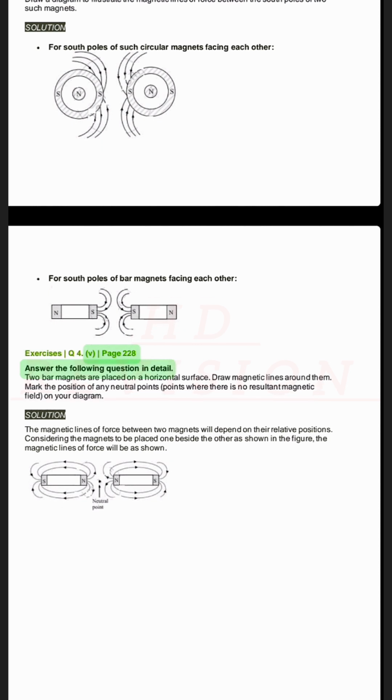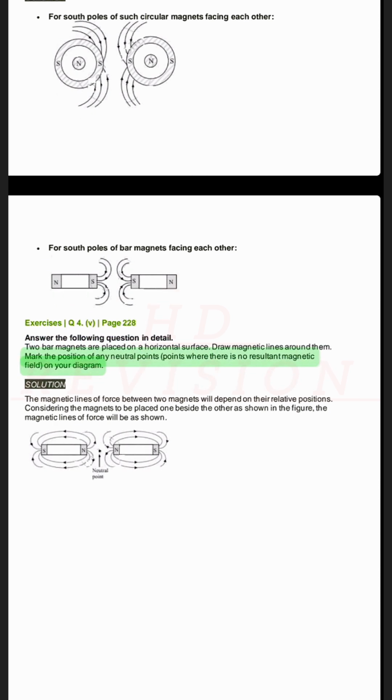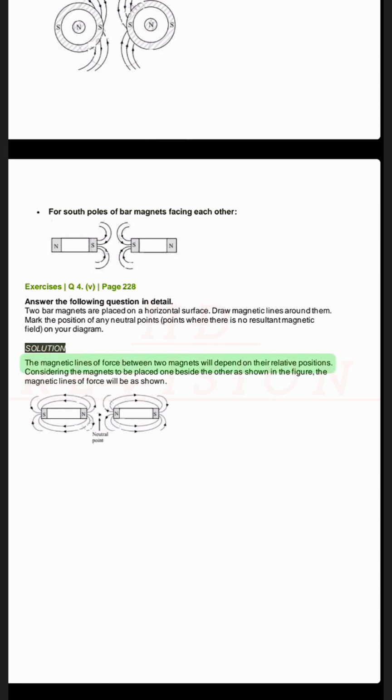Exercises, Q4, V, page 228. Answer the following question in detail. Two bar magnets are placed on a horizontal surface. Draw magnetic lines around them. Mark the position of any neutral points, where there is no resultant magnetic field, on your diagram. Solution. The magnetic lines of force between two magnets will depend on their relative positions. Considering the magnets to be placed one beside the other as shown in the figure, the magnetic lines of force will be as shown.